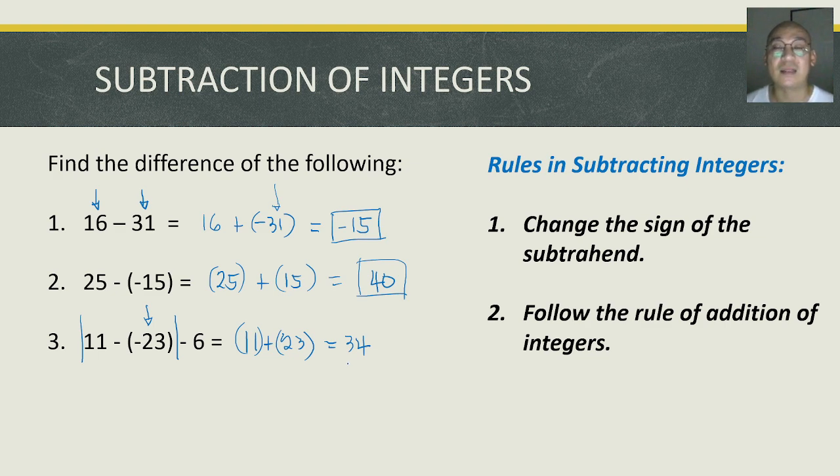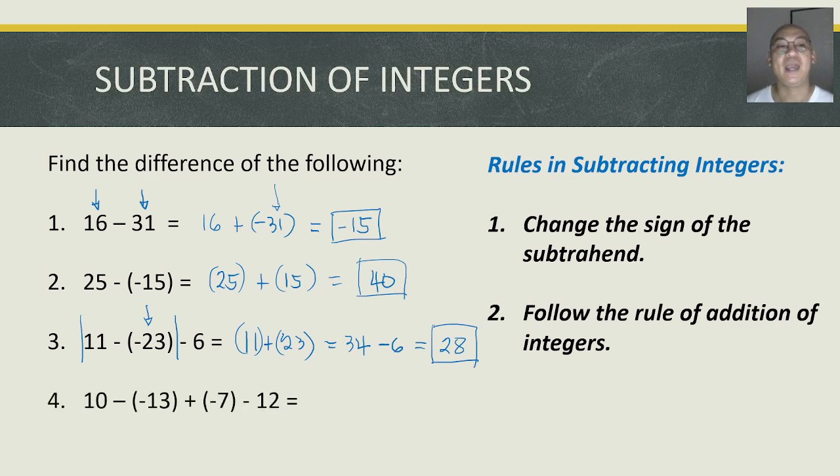Take note, it is not the final answer as we have here minus 6. So 34 minus 6, even if we do not follow the rule of subtracting integers, but it is somehow following the rule, the subtraction of integers. 34 minus 6 is simply 28. Alright, we're doing good.